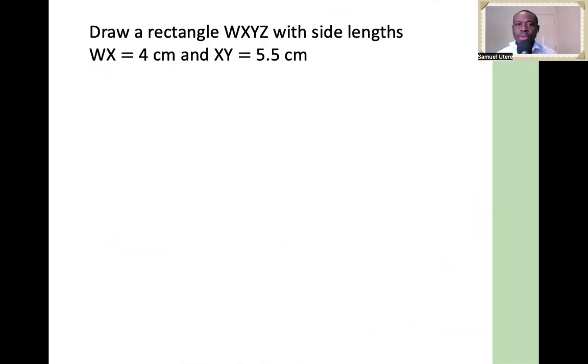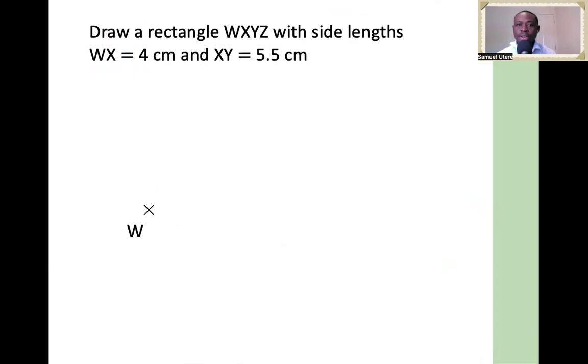Okay, let's do some new learning. If you're asked to draw a rectangle WXYZ with side lengths WX equal 4 centimeter and XY equal 5.5 centimeter, how do you do this? Step 1, you would draw a line segment WX.